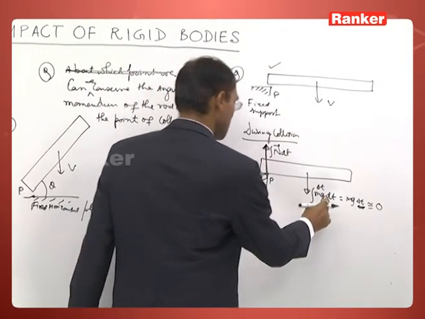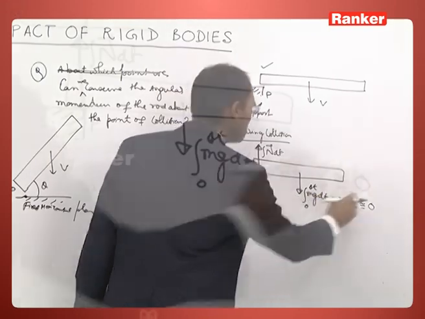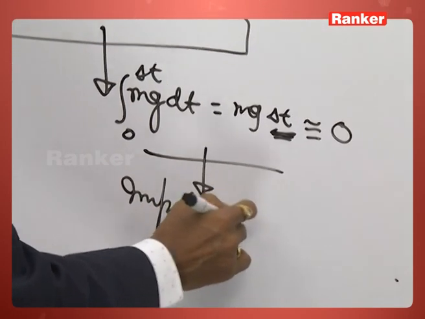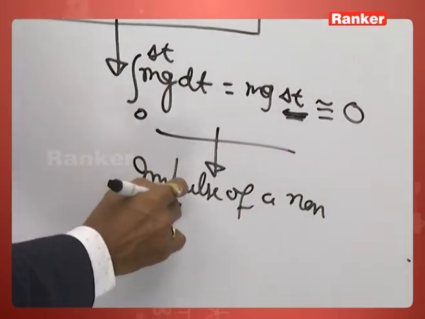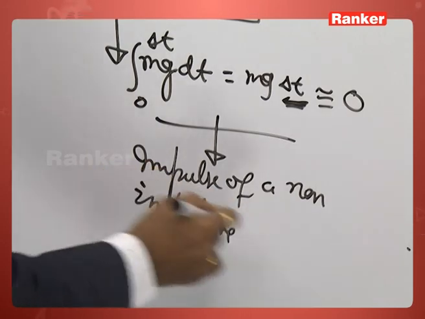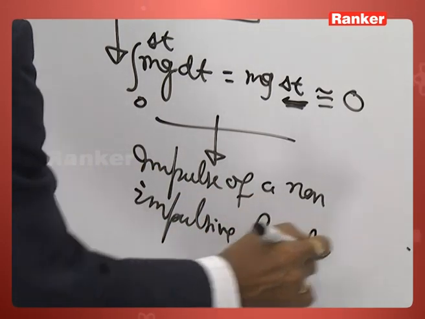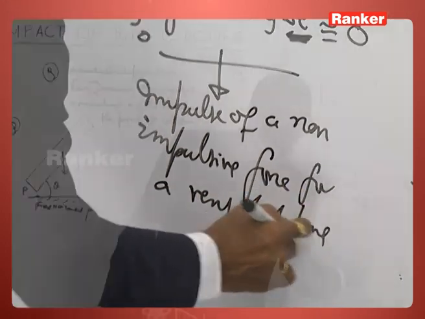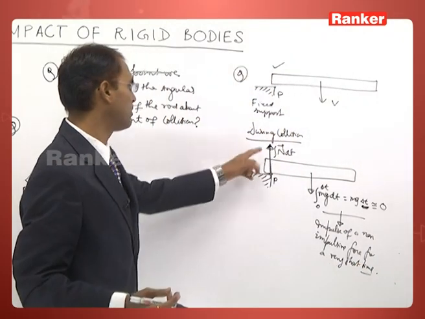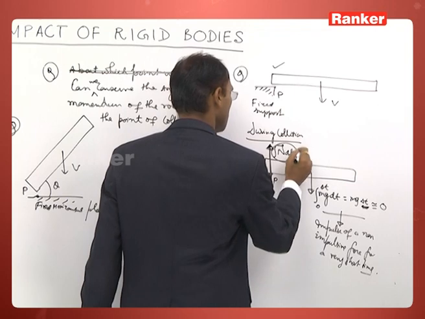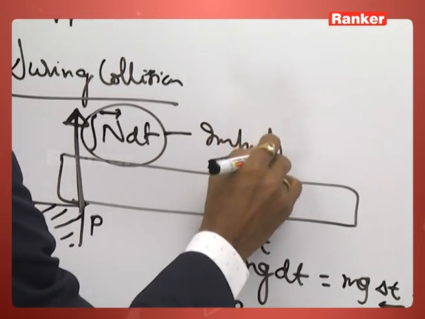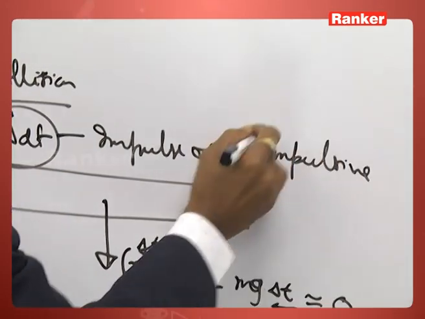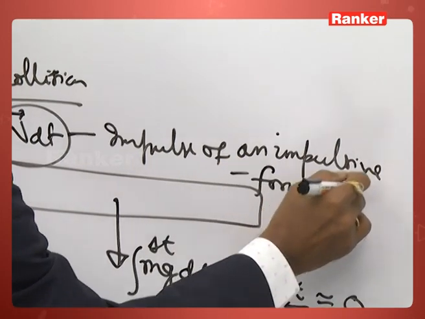because this is the impulse of a non-impulsive force. What is this? Impulse of a non-impulsive force for a very short time. Generally, non-impulsive forces are small forces compared to impulsive force. This is an impulsive force. This is the impulse of an impulsive force. Why that impulsive force? N.